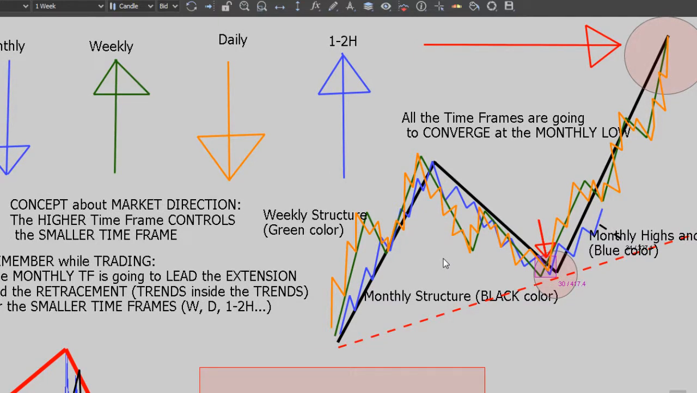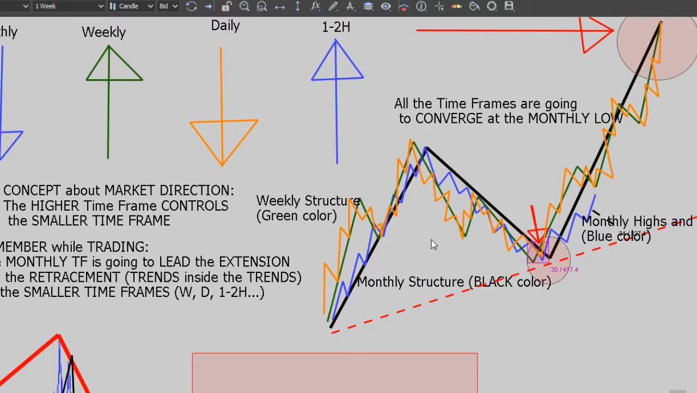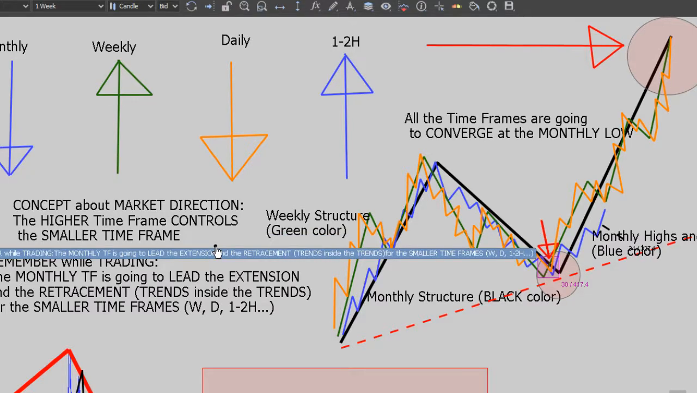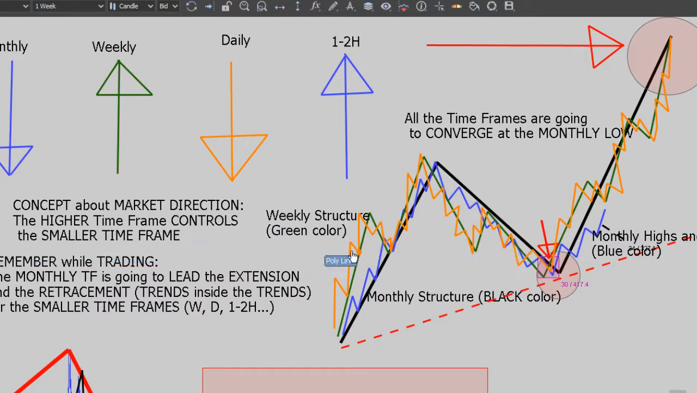Does this make sense, everybody? The lower the time frame, the more the waves, right? And this is why sometimes trading is confusing. However, you need to understand the concept about the market direction. The higher time frame controls the smaller time frame. Passion, I don't understand. I know, don't worry. I know. We are going to get there slowly, step by step.